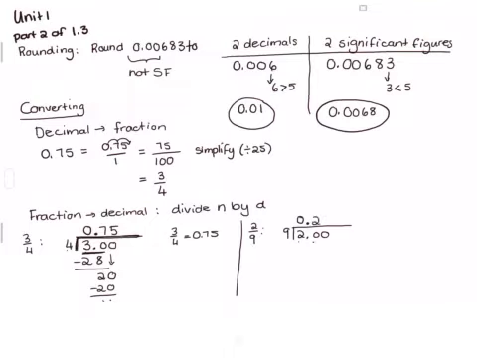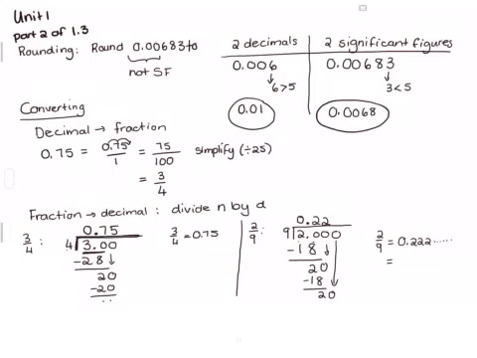9 into 20 goes 2 times. 2 times 9 is 18. Subtract that. 20 minus 18 is 2. Bring down the 0. See what's happening? 9 into 20 is again 2. 2 times 9 is again 18. Now, if you added more zeros, you would just get the same thing. So can you see it's going to keep going forever? So we're going to have 0.2222 going on forever.